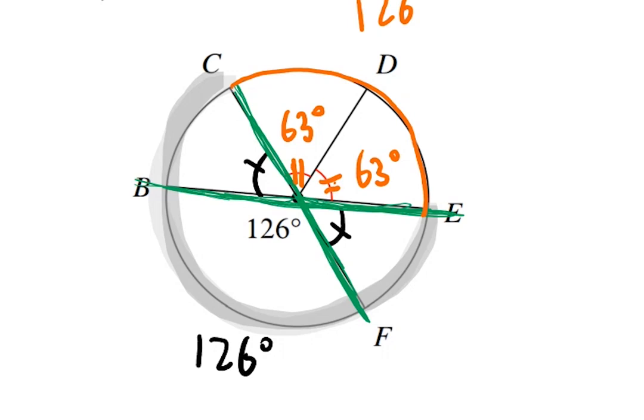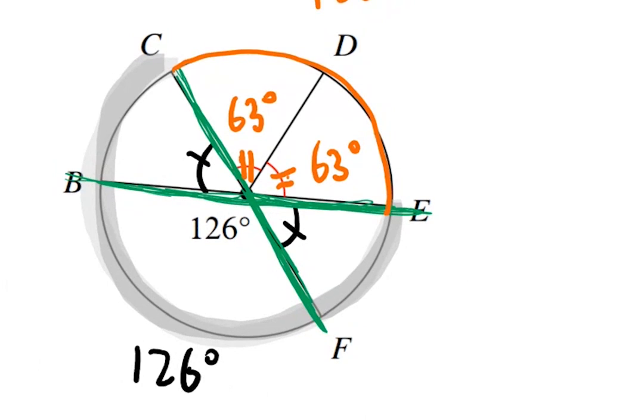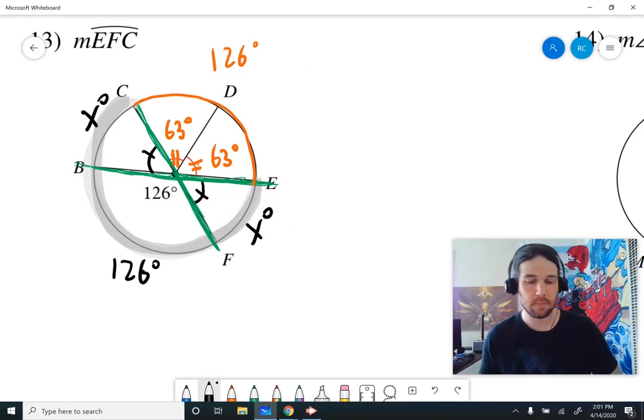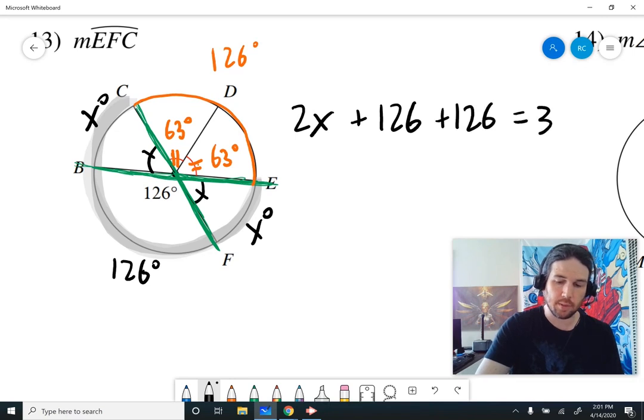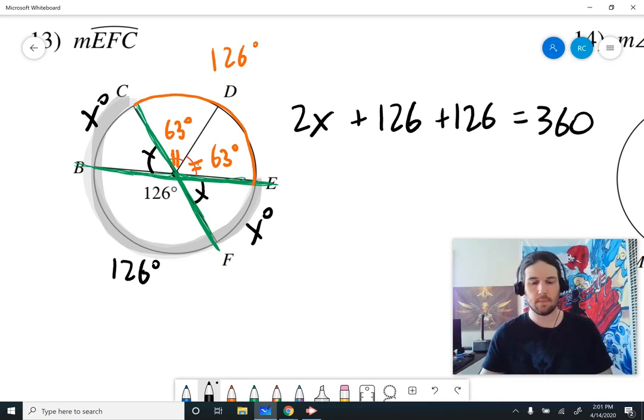And now that we know that, we can again add up to 360 to figure out what these two are. And this time I will set it up algebraically for those students who prefer that. So I'm going to call each of these x degrees. And I'm going to say 2x, because there's 2 of them, plus 126 plus 126 equals 360. 126 plus 126 is 252.